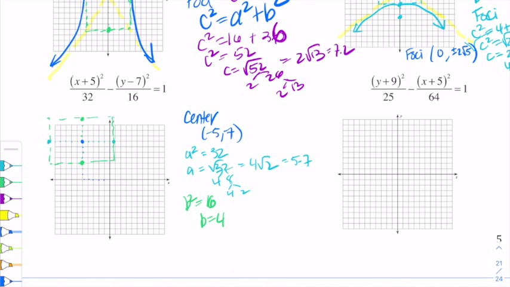And then we make our asymptotes that go from corner of the box through the center through the other corner. And then we go look and see which one's positive. Our x squared is positive, so it's going to open towards the x-axis, so it's going to be this direction. The other way that you can remember is that the x is open left and right, and the y is open up and down.